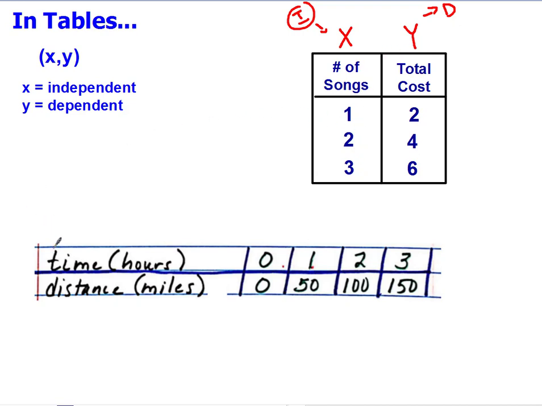Same thing goes if they are horizontal. Usually the first row will be x and then the bottom or the second one is y. Remember, here's your time. Time almost always is independent, and if x is independent, then y is your dependent variable. So when you are given either a graph or a table, you can easily identify if it's independent or if it's dependent.